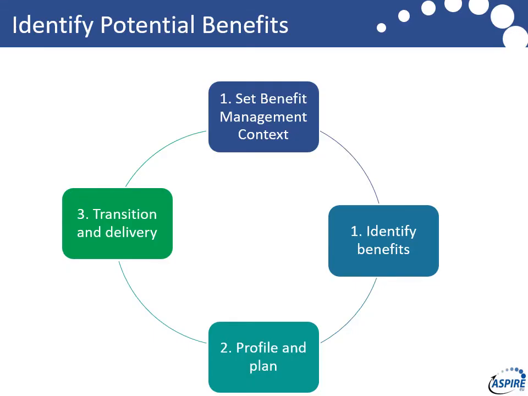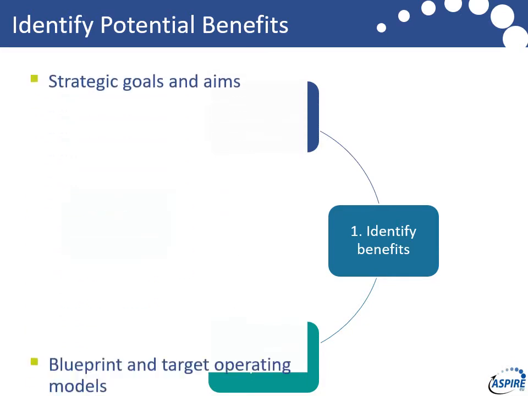Let's remind ourselves of the process. We've already set some benefits management context, and I hope that you've become more familiar with this and done the work around your own organisation in that module and come to terms a little bit with the Nightingale Hospital case study and what needs to be done there. So now we're on the second one, identifying benefits. So where do we start?